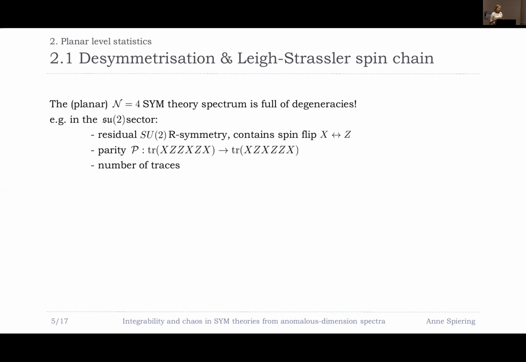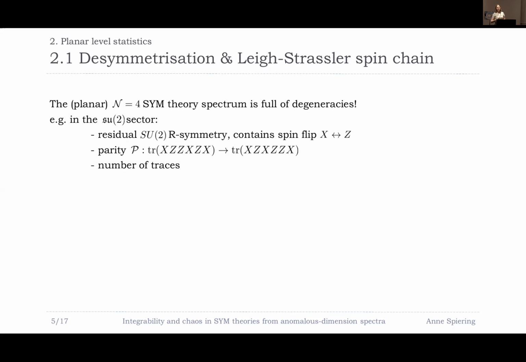And then there are more symmetries. For example, there's parity, which acts on traces by just reversing the ordering. So there are also degenerate parity pairs in the spectrum. And then in the planar limit, also the number of traces is conserved, and you can find degeneracies between single and double trace operators. And now actually, I don't want to go into too much detail about those symmetries.